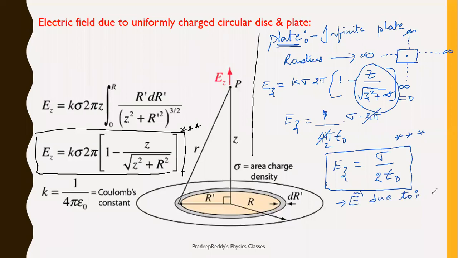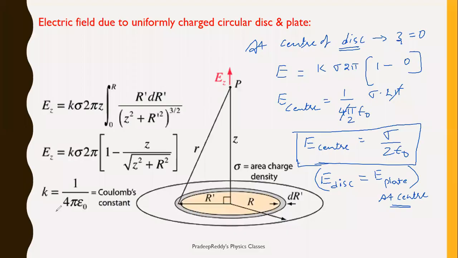And you can even call this the field due to an infinite conducting sheet, on one side of the sheet, right? So this is a very important conclusion. Electric field due to a disk is this equation. Electric field due to an infinite sheet is sigma by 2 epsilon naught.